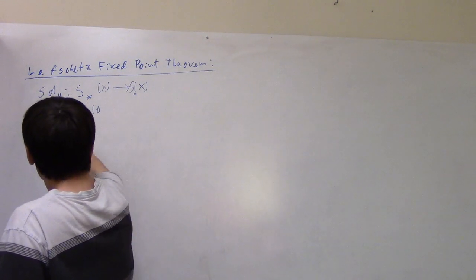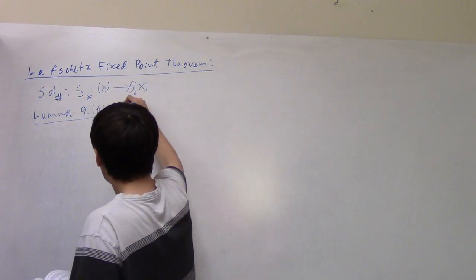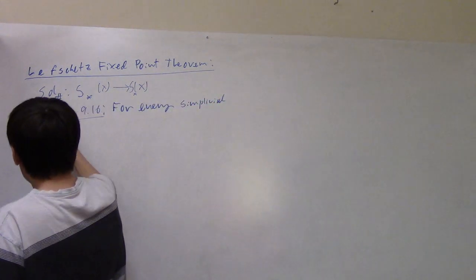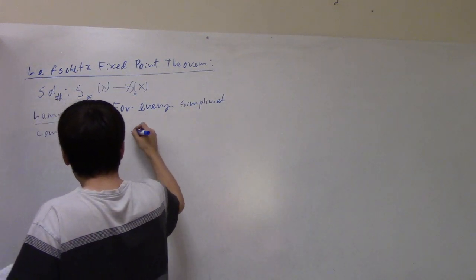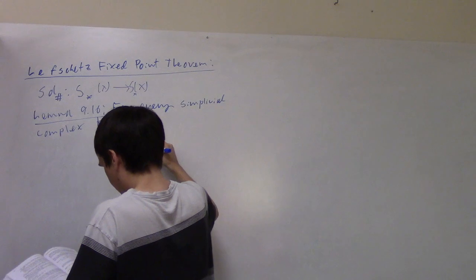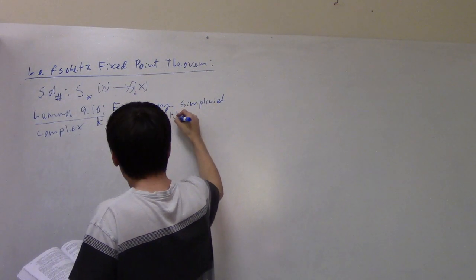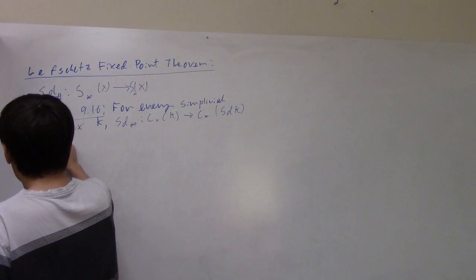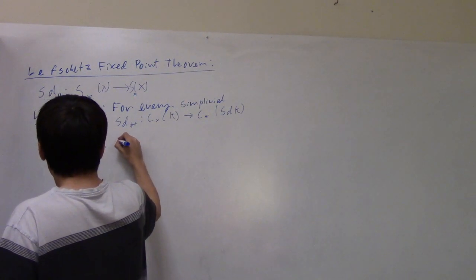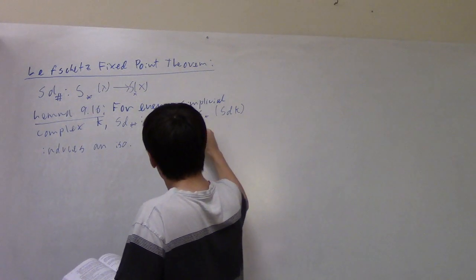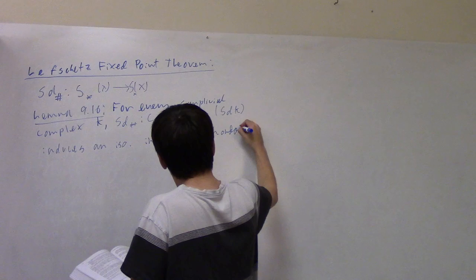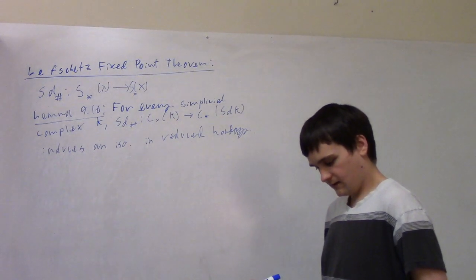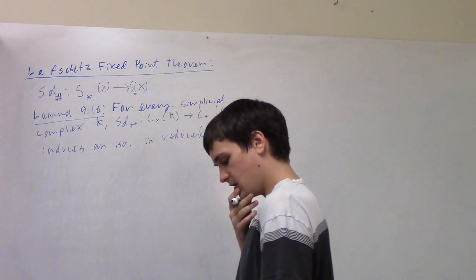Lemma 9.16. For every simplicial complex K, SD from C star of K to C star of SDK induces an isomorphism in reduced homology. So, the next lemma here is even nicer.